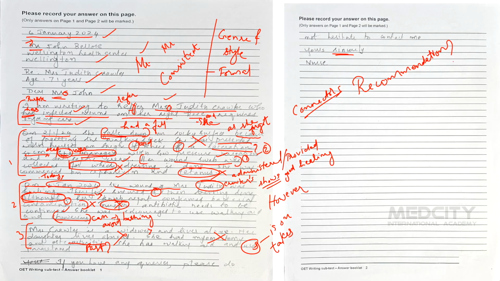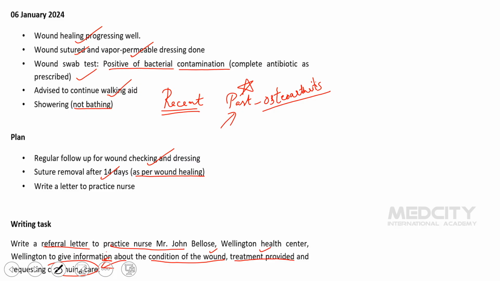Now, how can we write the recommendation? Here we see regular follow-up for wound checking and dressing, suture removal after 14 days. So we can write this as: she requires regular wound monitoring, maybe instead of checking you can say monitoring, and wound dressing. Then suture removal.